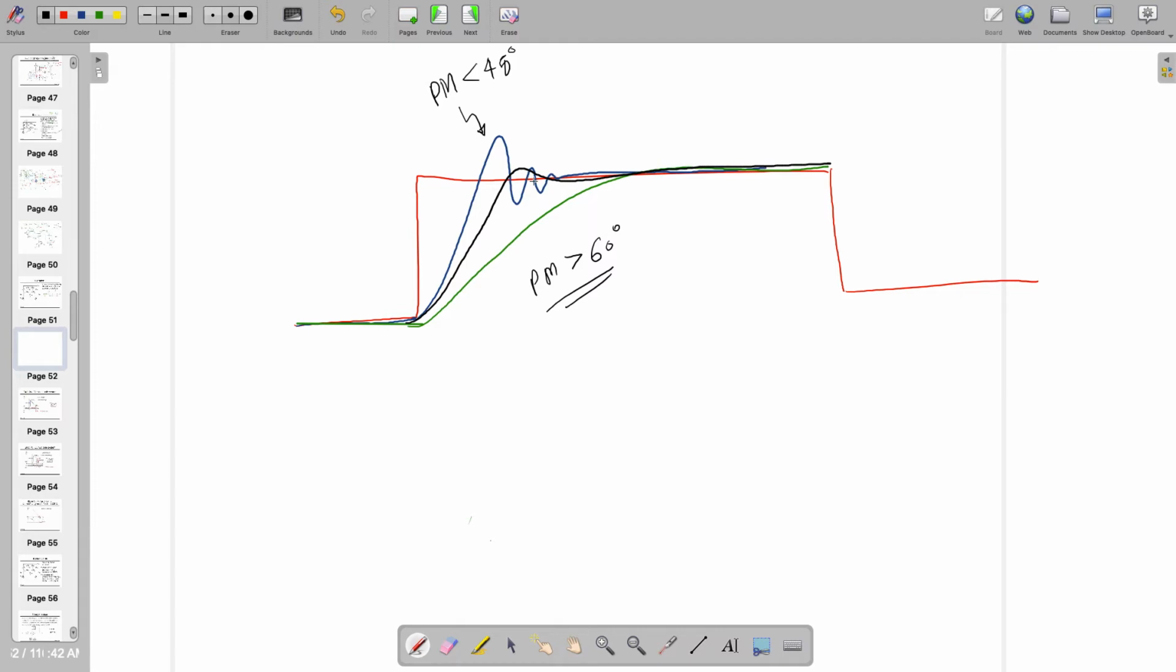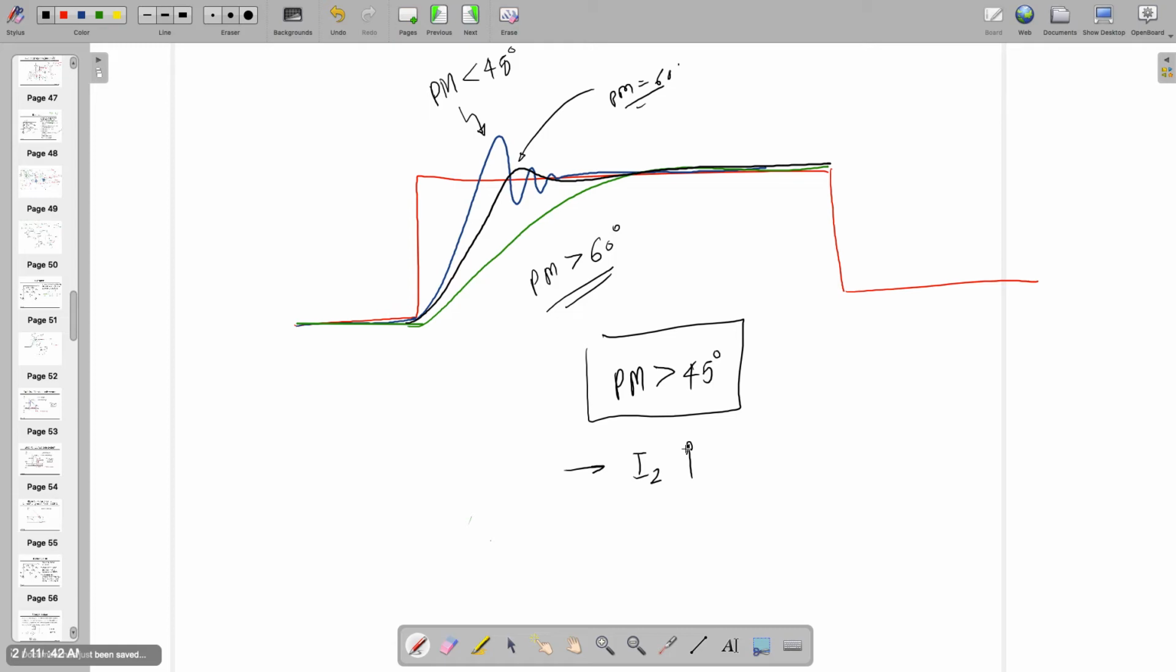This black color is actually phase margin of 60 degree, and more ringing will be increased as you are going lower than 45 degree. At 0 degree, lots of ringing and it's not getting settled down, you will realize that. So we have to have phase margin greater than 45 degree, and for that we need to set the second stage current accordingly.